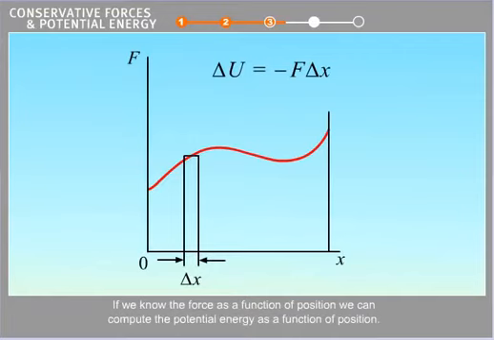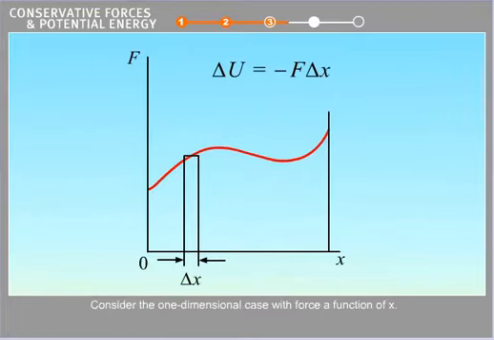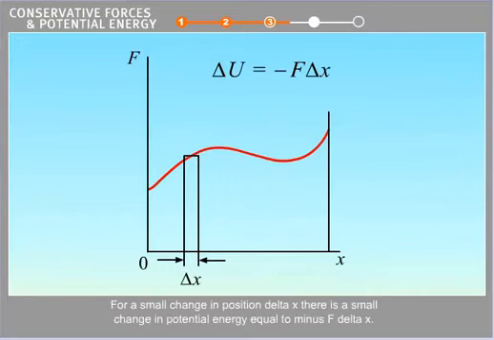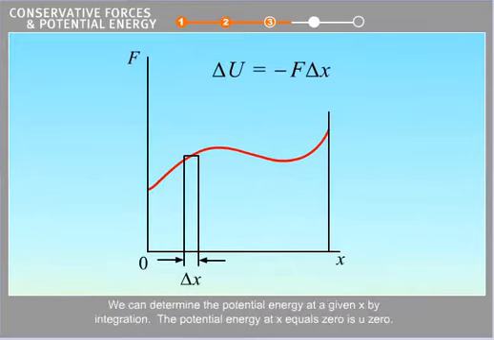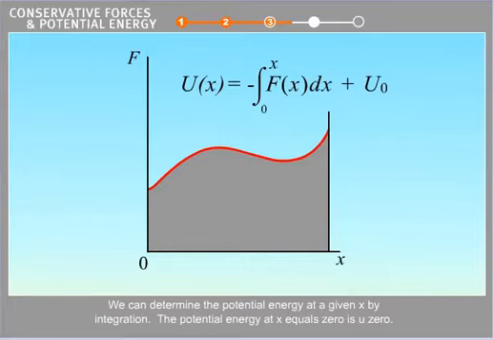If we know the force as a function of position, we can compute the potential energy as a function of position. Consider the one-dimensional case with force a function of x. For a small change in position delta x, there is a small change in potential energy equal to minus F delta x. We can determine the potential energy at a given x by integration. The potential energy at x equals 0 is U0.